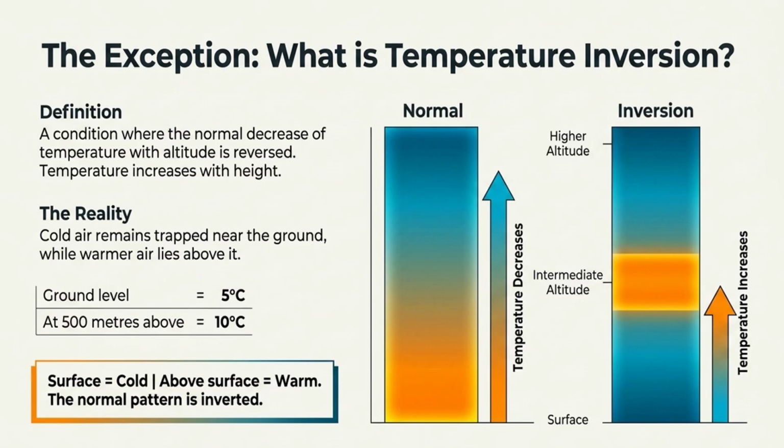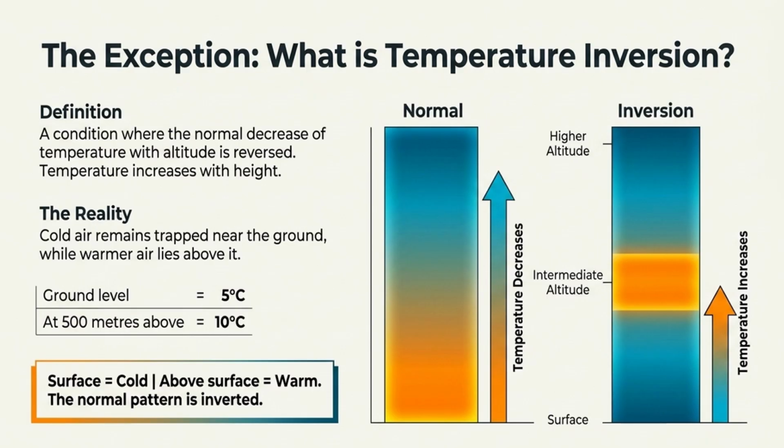Now let's understand the exception to this normal rule. Temperature inversion is a condition where the normal decrease of temperature with height is reversed. Instead of becoming cooler with height, the temperature actually increases as we go higher. For example, the temperature at the ground may be 5 degrees centigrade, but at 500 meters, it may become 10 degrees centigrade. This means the cold air stays close to the ground while warmer air remains above it.